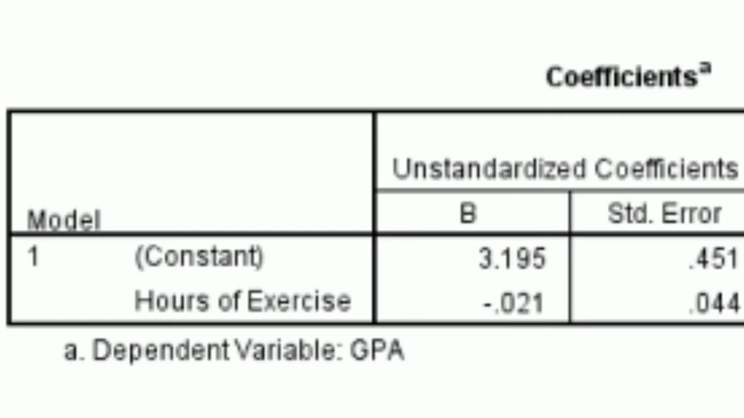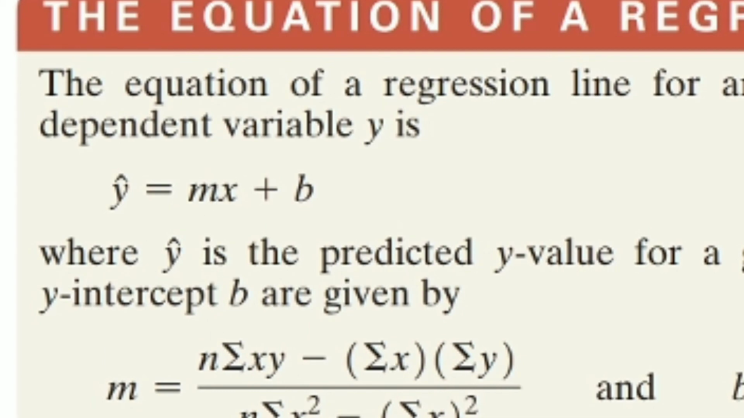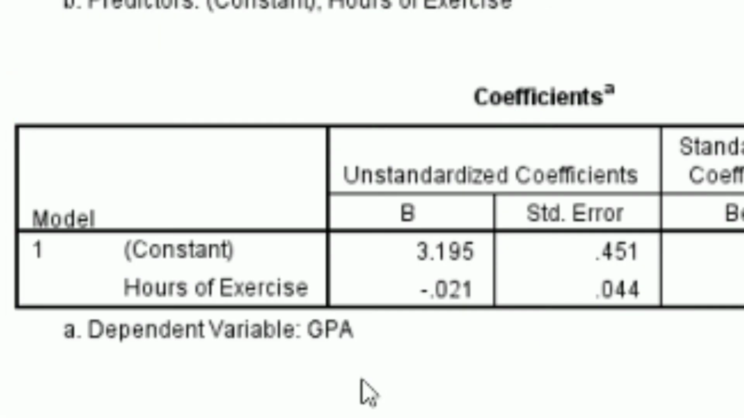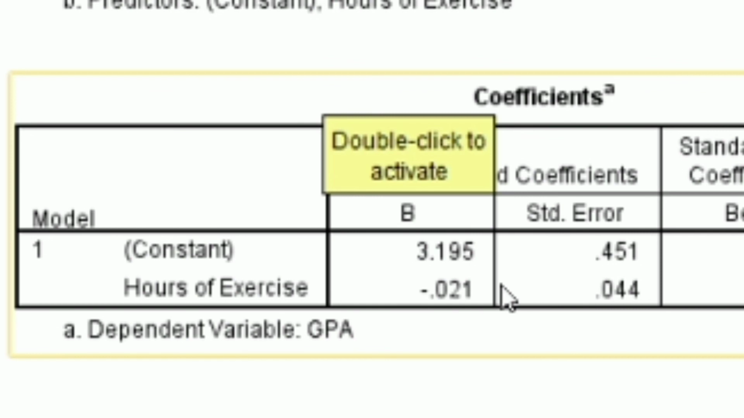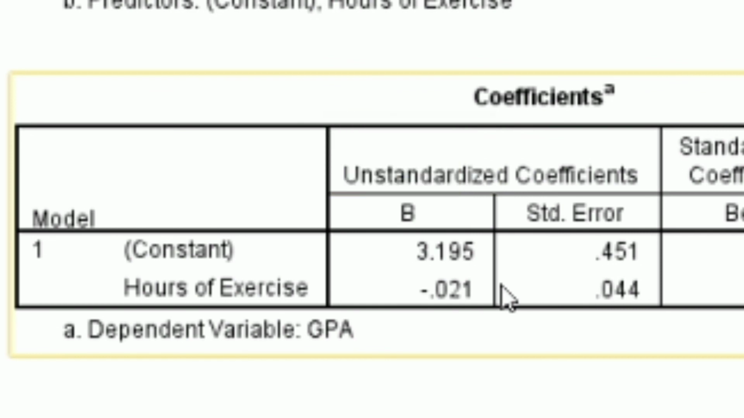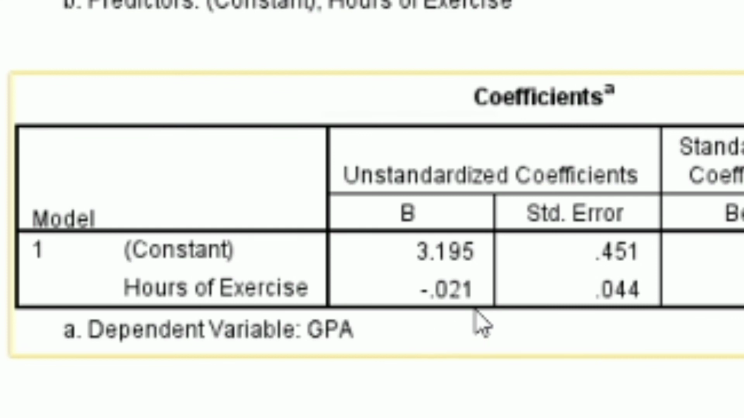that is 3.195, and for the slope m, the value was negative 0.021. So the equation of the regression line is of the form y hat equal to negative 0.021 x, where x is the hours of exercise, plus the constant 3.195.